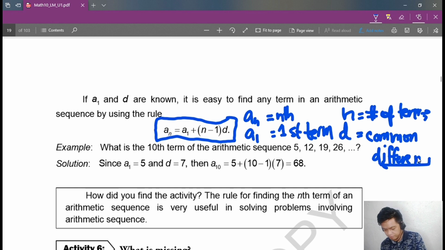That's the common difference. Nakita na siya. So, common difference. So, that's the formula. You have to familiarize with the formula. a sub n is equal to a sub 1 plus the quantity of n minus 1 times d.